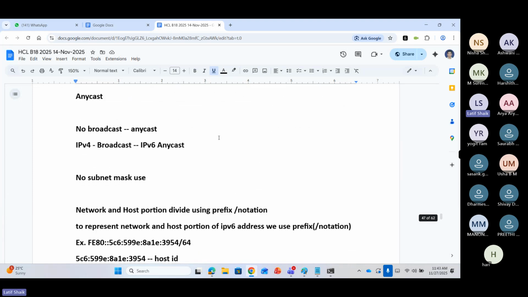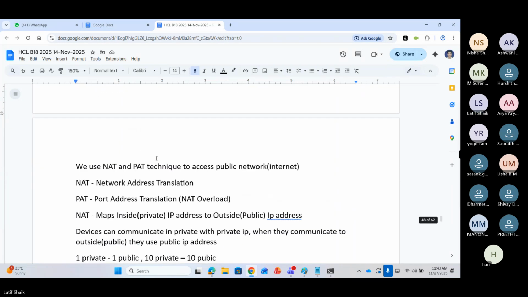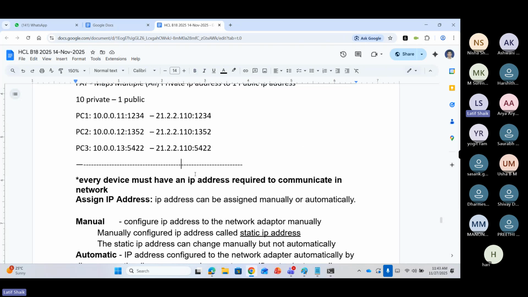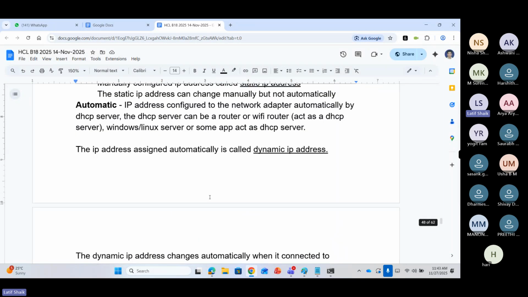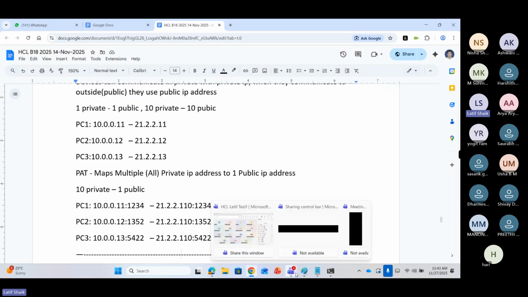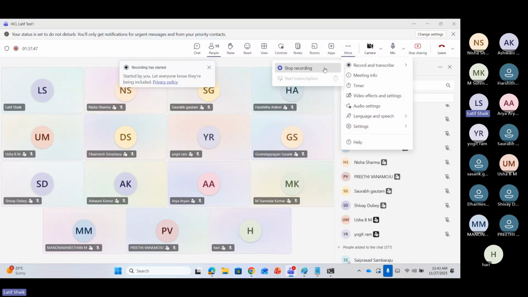Okay, so take a 10-minute break. We'll go back to private IP addresses, and NAT and PAT also we'll discuss. So the morning session will complete this IP addresses part, and any small things also we're going to complete. So take a small break, back in 10 minutes.